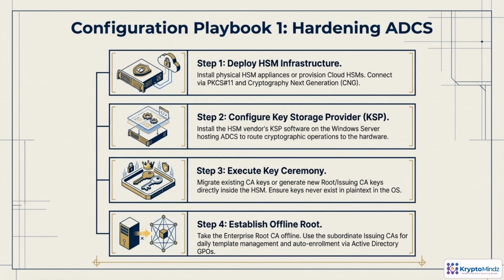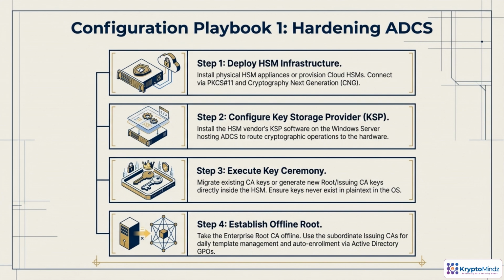To harden ADCS itself, start by anchoring your keys in hardware. Deploy physical or cloud HSMs and integrate them with Windows using PKCS #11 or CNG, so cryptographic operations never rely on software-only keys. Next, install the HSM vendor's key storage provider on the ADCS servers. That redirects key generation and signing to the HSM.